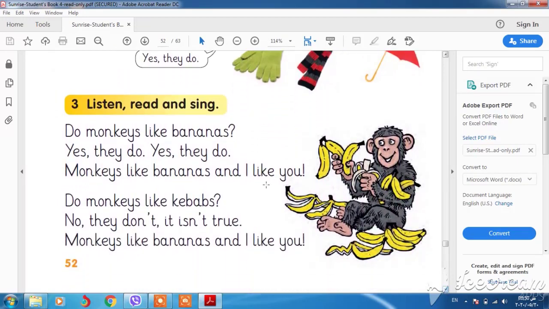Okay, do monkeys like bananas? We have monkeys because we have more than one monkey. We should say do for the question. Do monkeys like bananas? Yes, they do. Monkeys like bananas and I like you. We don't put s or es to the verb because we have more than one monkey. Okay, do monkeys like kebabs? No, they don't. It isn't true. Monkeys like bananas and I like you.